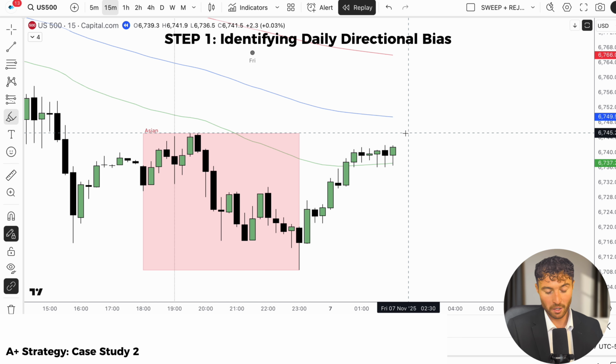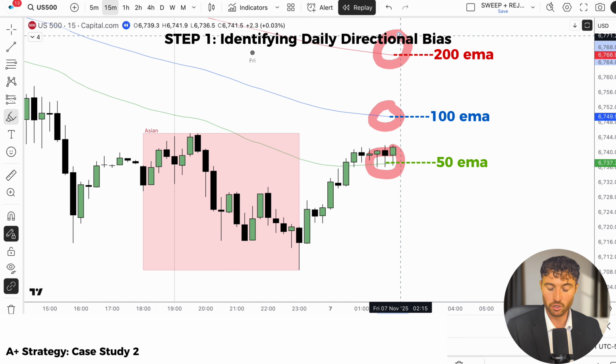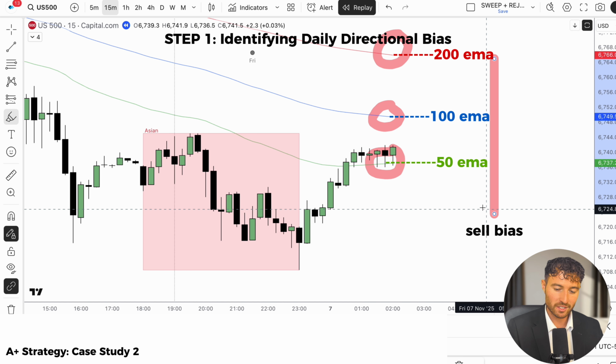Step number one is, what is our bias, right? Well, again, we have the 50, 100, and 200 exponential moving average. So this indicates to us that we have a sell bias market.